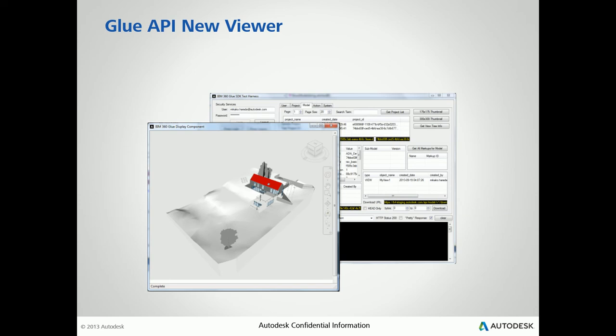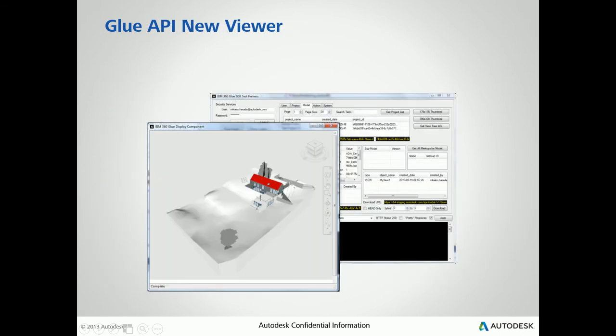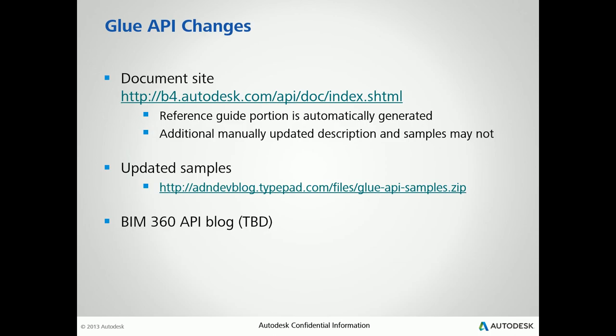And here is an example of the viewer. We can see the model. Here's another example showing this model with the BIM 360 viewer. And here's the link for the documentation, autodesk.com/API/doc. We also have a few samples at our blog. Just search for Glue API samples. We are expecting to have a blog, but it's not there yet.